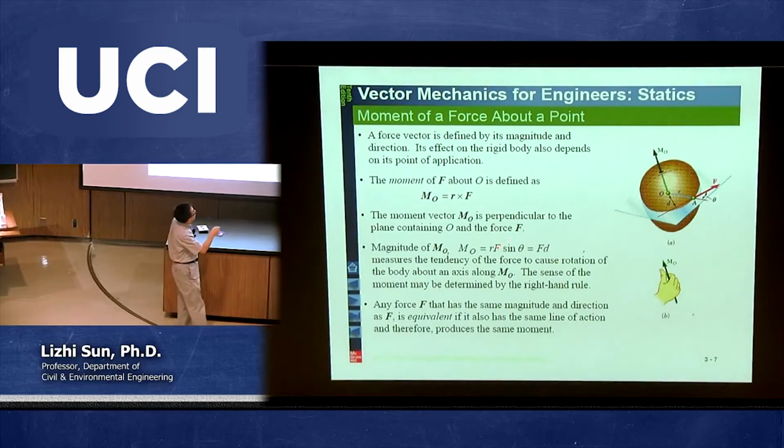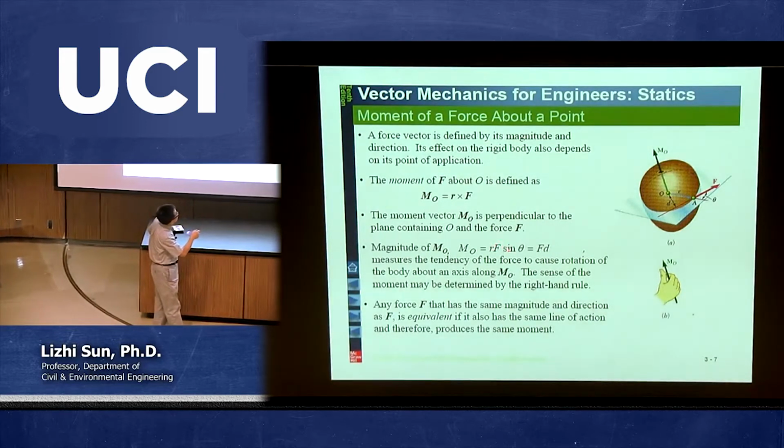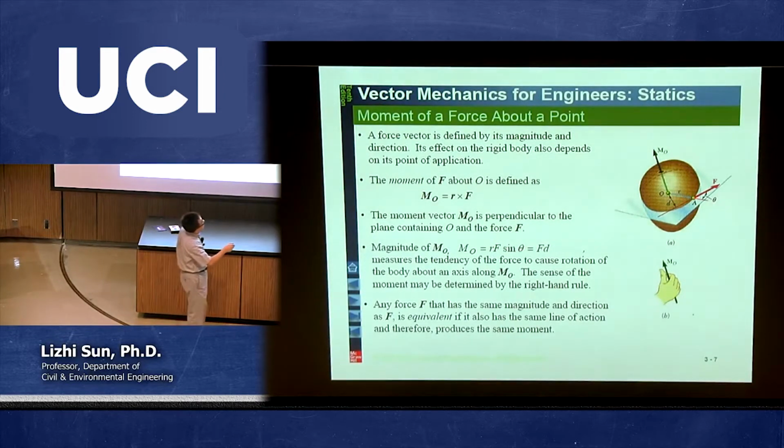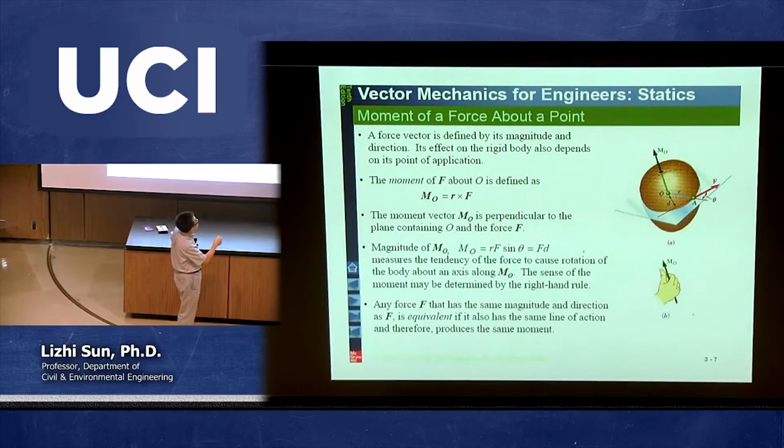How to do that? If you go back to look at this, R cross F times sine theta. Now, here is theta, right? Here is theta, the angle between two vectors. This theta is also equal to this theta because these two angles are the same, between these two vectors, right? So then, let me ask you, what is R times sine theta? Let's forget about F for the time being. What is R times sine theta?